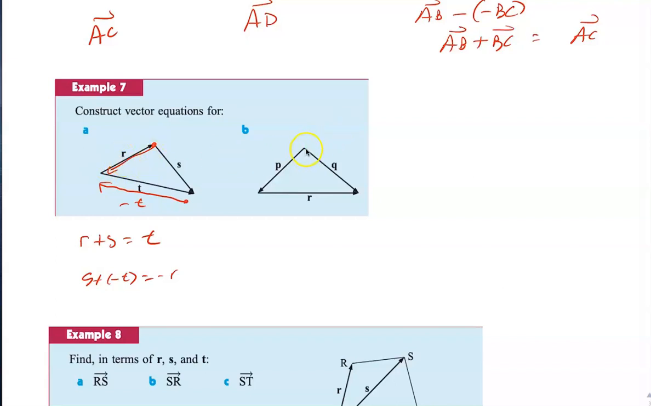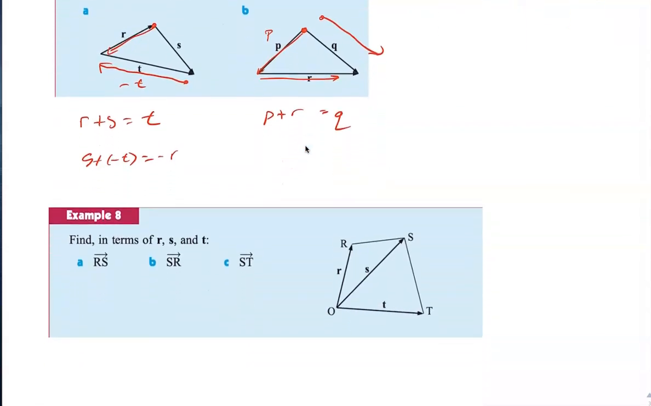So you can do the same thing here. Any way you want to do it, you want to start here. If I go down this path, I get P, and then I just follow this path. I get P plus R, and I end up with Q. We'll do more of that in a second. Like here.